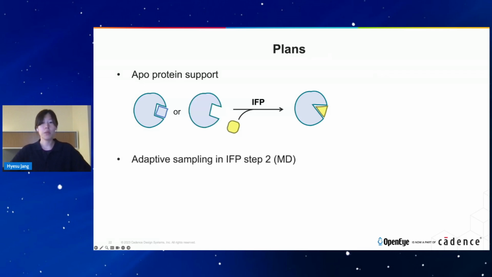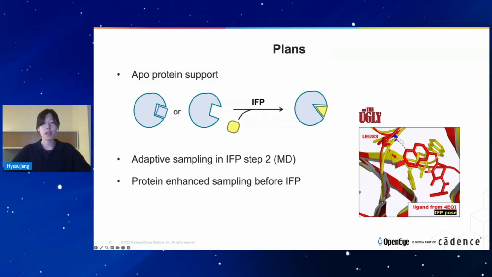And secondly, we've been studying to see if the enhanced sampling in IFP step 2 will improve the performance of IFP for cases including flexible ligand posing. And lastly, we want to see if protein enhanced sampling will improve the IFP performance for cases like the ugly case in the previous slide, where it requires protein backbone configuration rearrangement for the pose prediction.